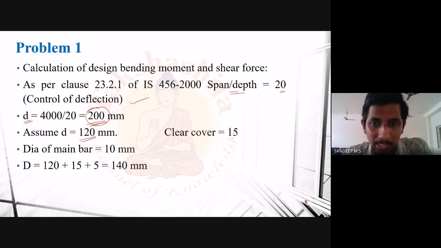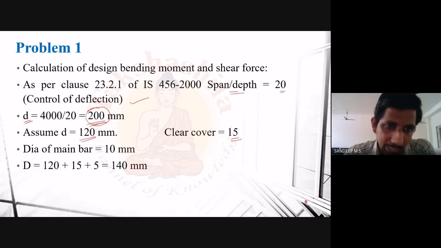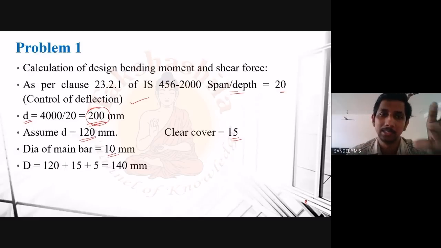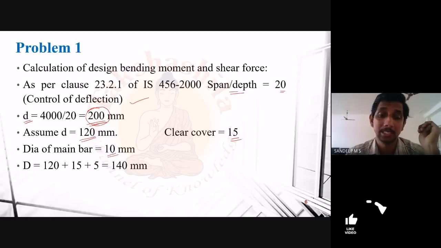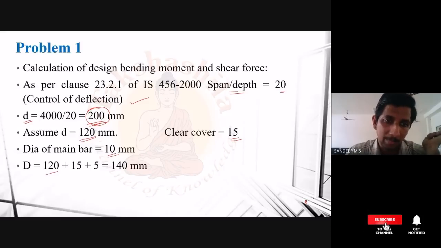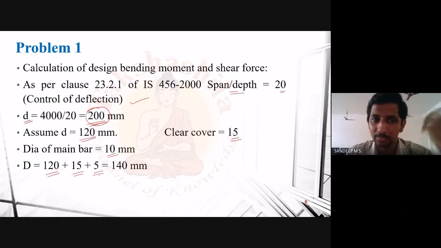Then I am assuming a clear cover of 15 millimeters, and the diameter of main bar as 10 mm. In the case of slabs, please don't provide bars like 16 mm, 20 mm or 25 mm. You have to provide something like 12 mm bars or 10 mm bars. Here I have provided 10 millimeter bars. So the overall dimension will be my effective depth plus clear cover plus half of the diameter of my bar.